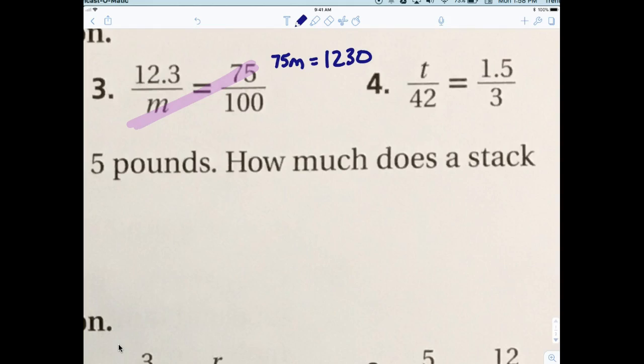After we cross multiply, we divide. So now you should have your calculator out, unless you want to do 1230 divided by 75. So take out your calculator.